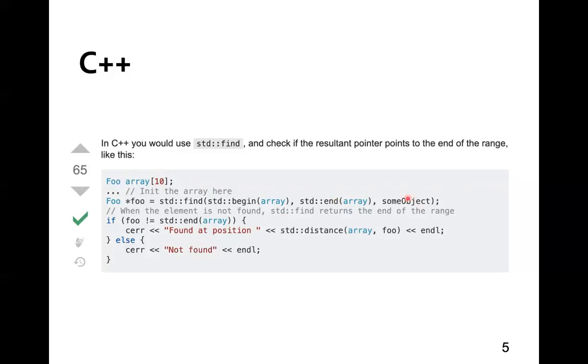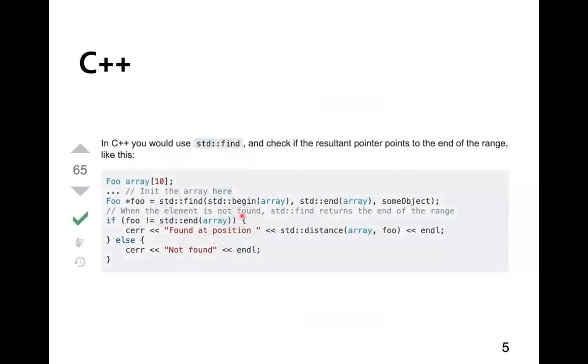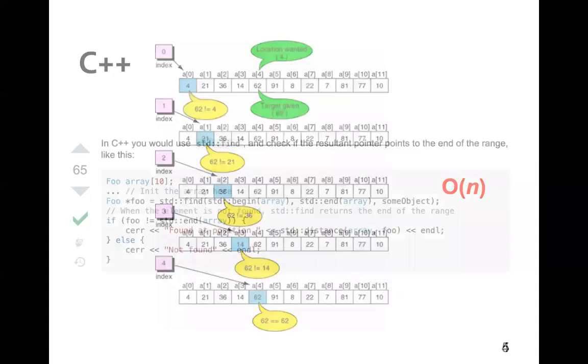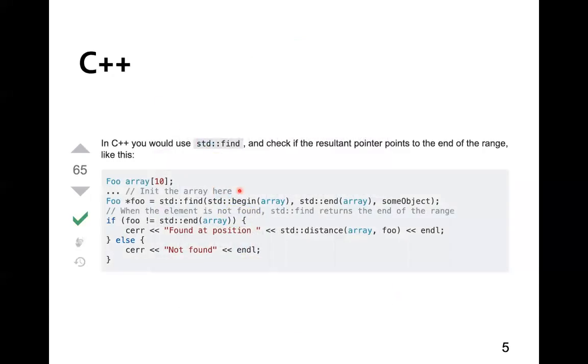And then you search for some particular object, like 62 here. You want to search for 62, which is here. So we put 62 here, and you put the array's begin and end. Remember, end is one position after the last position. It's 12, so we have 11, but actually the 12th position.